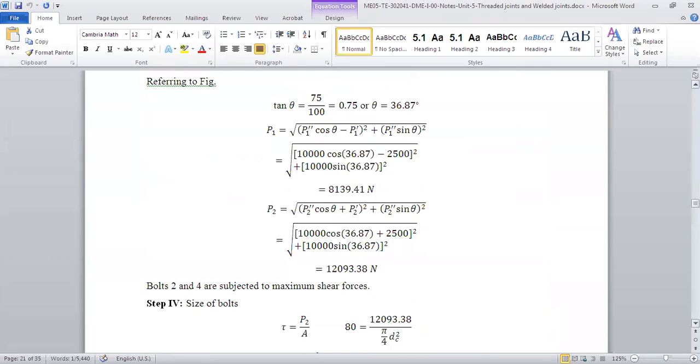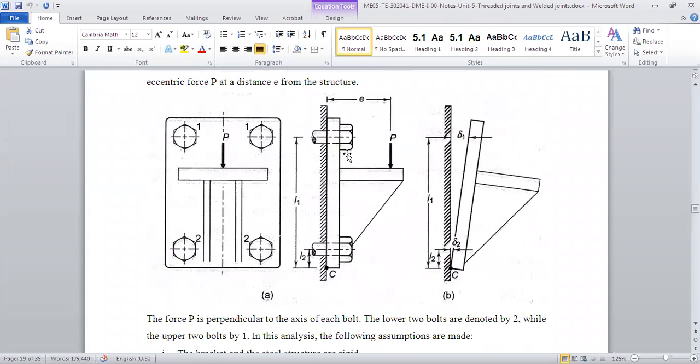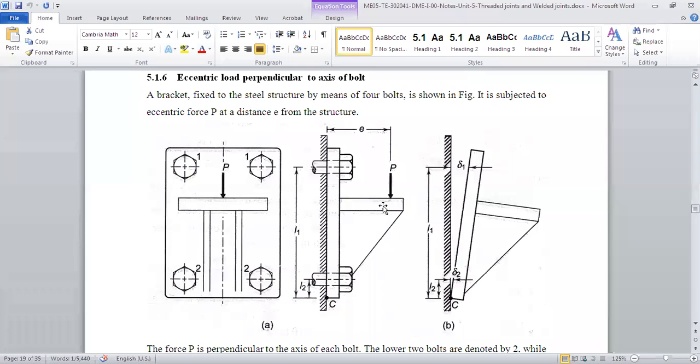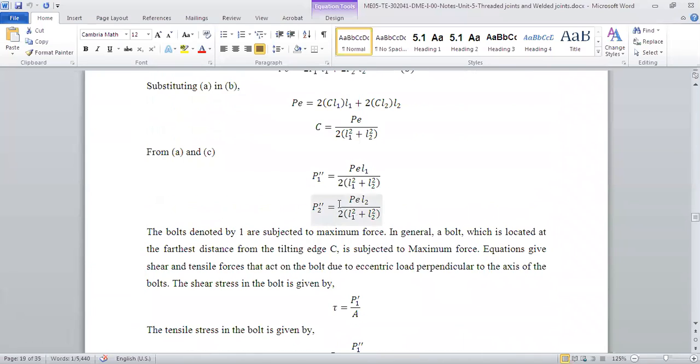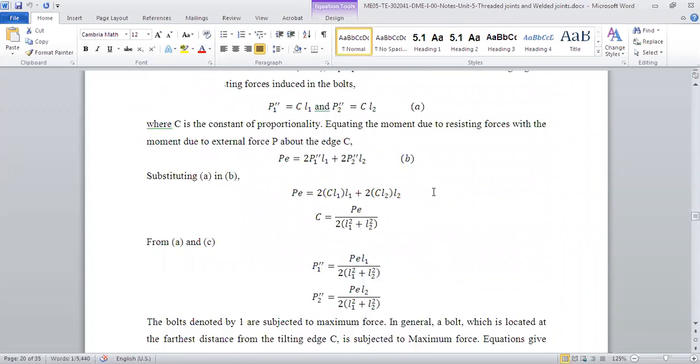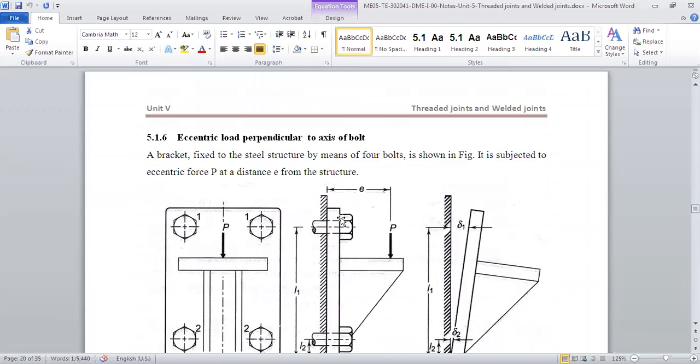This is an eccentric load, where the load is perpendicular to the axis of the bolt. This case is now completed. Now assume that the load is parallel to the axis of the bolt. In that case we'll have tensile stress because of P1 double dash, which we calculated here as P E L1 upon 2 (L1 square plus L2 square). And again, there will be one more direct tensile stress, P divided by number of bolts, upon the area pi by 4 d square. Are you getting my point?